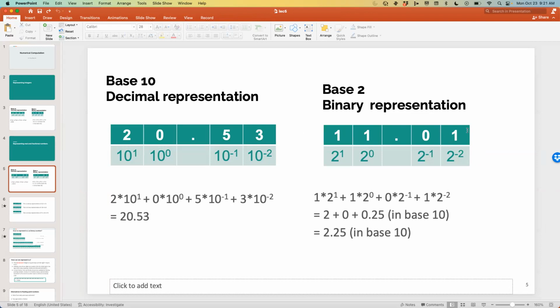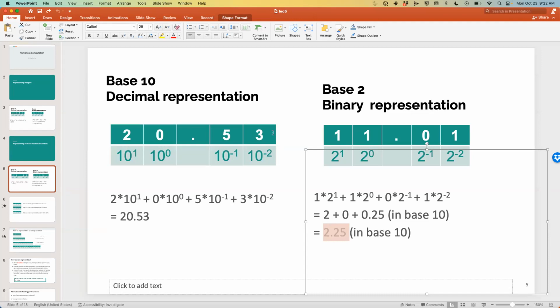This is how the computer stores it. What does it represent? This is just a bunch of 0s and 1s. How do we know what is represented? So we're going to do 1 times 2 to the power minus 2, plus 0 times 2 to the power minus 1, plus 1 times 2 to the power 0, plus 1 times 2 to the power 1. And what we get is 2 plus 0 plus 0.25, which is 2.25. So when we type 2.25 on our computer, it's being stored as 11.01 because in a computer, everything is in base 2.